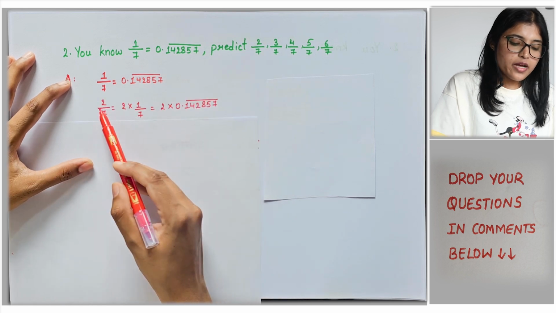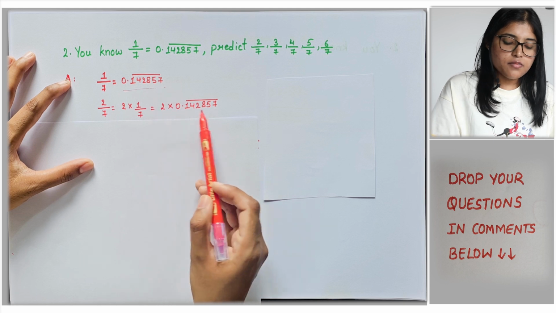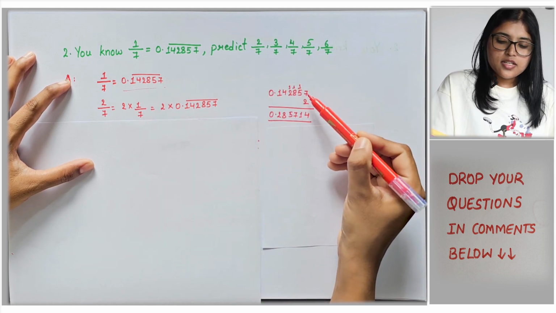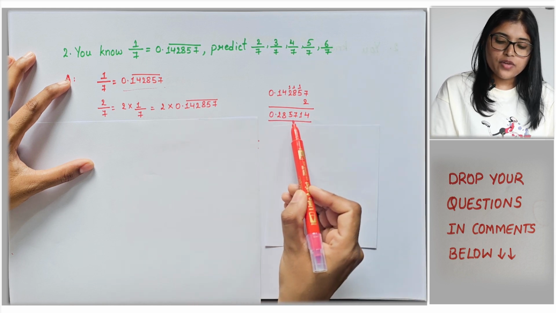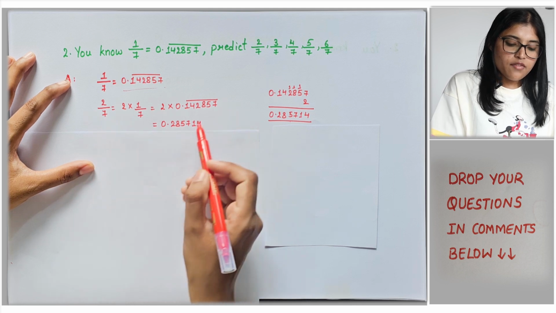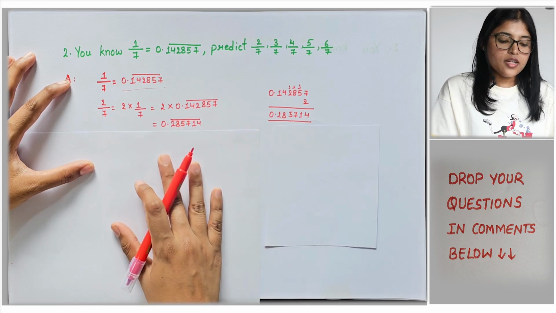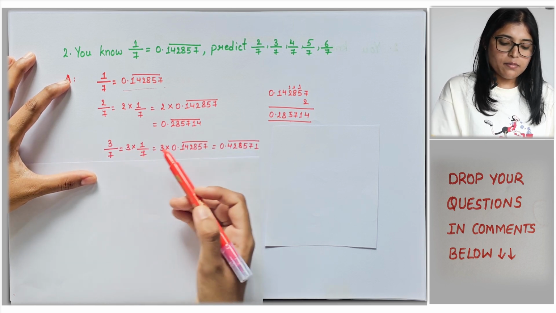So we can say 2 by 7 is 2 into 1 by 7. So I can multiply this decimal with 2, and you can see the multiplication that I have done here. So the multiplication has resulted in 0.285714. So I can say 2 by 7 is 0.285714 bar.